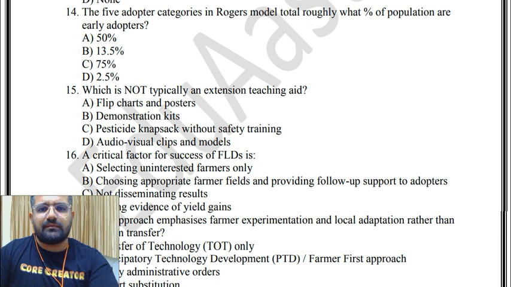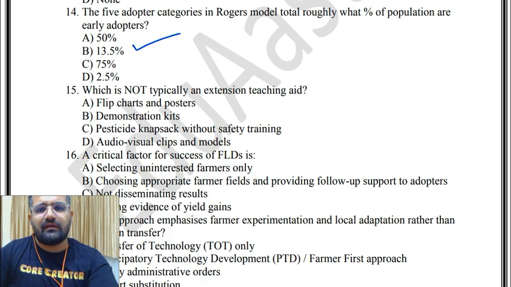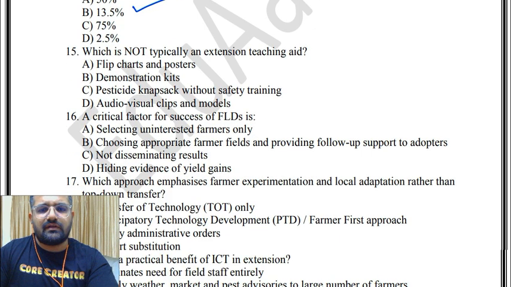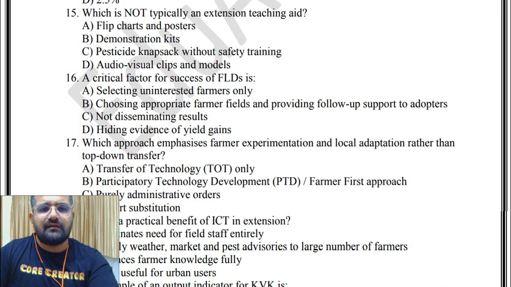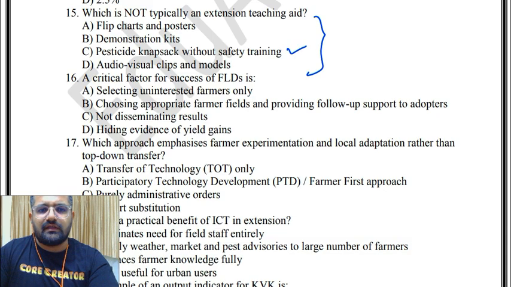The five adopter categories in Rogers' model total roughly what percent of population are early adopters? 50, 13.5, 75 or 2.5. So we saw 13.5. Which is not typically an extension teaching aid? Flip charts and posters, demonstration kits, pesticide knapsacks without safety training, audio visual clips and models. So other than C, we have seen all A, B, C, D are correct. So the note is, in extension teaching aids, pesticide knapsack without safety training.